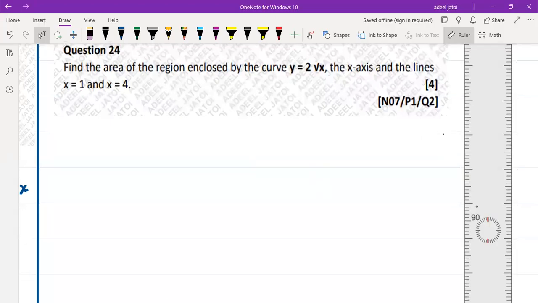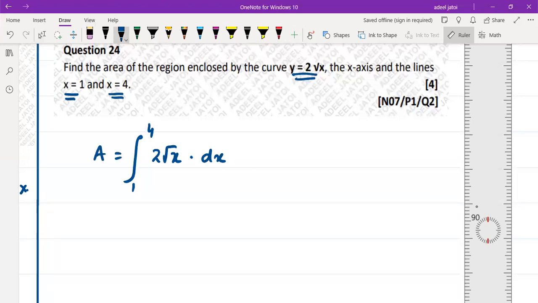Which means in question 24, you need to understand that your lower limit is 1 and upper limit is 4, with the equation of the curve, which is 2 under root x. Since it is bounded by the x-axis, 1 and 4, the upper limit is 4 and the lower limit is 1. Your equation here is 2 under root x, and obviously we will be integrating this to find the area.